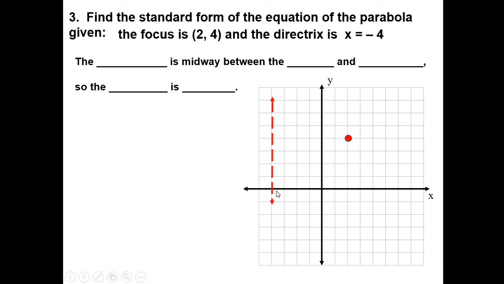Directrix x equals negative 4. So, to determine the vertex, the blank is midway between the blank and blank. So, the vertex is midway between the focus and directrix. So, the vertex is negative 1, 4. So, nagtingaan ti focus can directrix with the vertex. Dito, negative 1, 4. That's the vertex. Okay, the vertex midway between the focus and directrix. So, the vertex is at negative 1, 4.